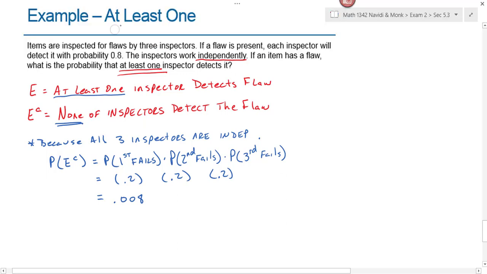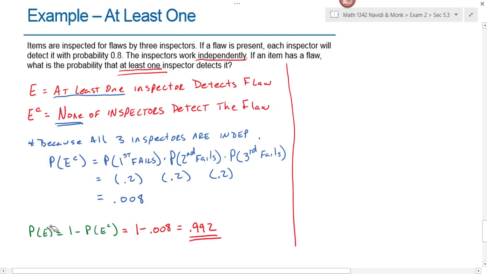Now is where we use the complement rule. The probability of our event is equal to 1 minus the probability of the complement of the event. So the probability of our event is 1 minus 0.008, and that's going to be 0.992. Now this is how you would find the probability using the complement.